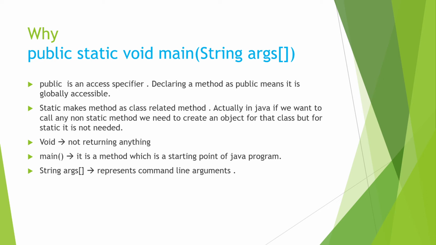Command line arguments means whenever we are executing our program, we give some kind of arguments like inputs. By default we consider them as string type, and args is the array name, and we can name it with any other name, like a or es, anything it may be. So that is the specificity of public static void main.